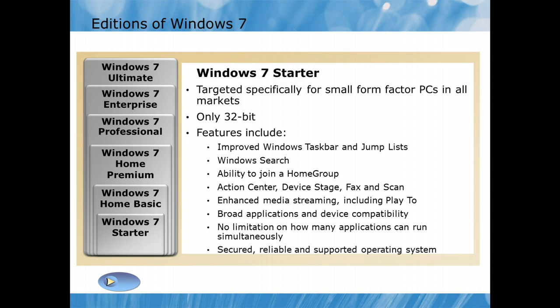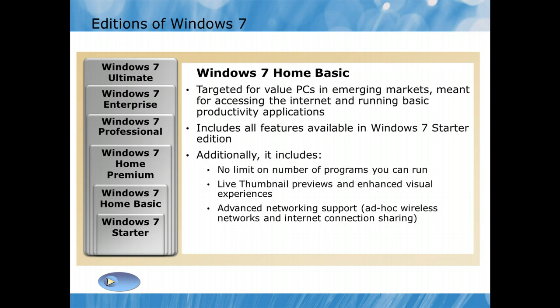So each of them has everything that the one below it has when we go to those things. So Windows Home Basic has everything that the Starter has, for value PCs in emerging markets, meant for accessing. When we get down here, no limit on the number of programs you can run, and the previous version did. Live thumbnail previews, advanced networking support, ad hoc wireless network. So we've added some features from the Starter to the Windows Home Basic.